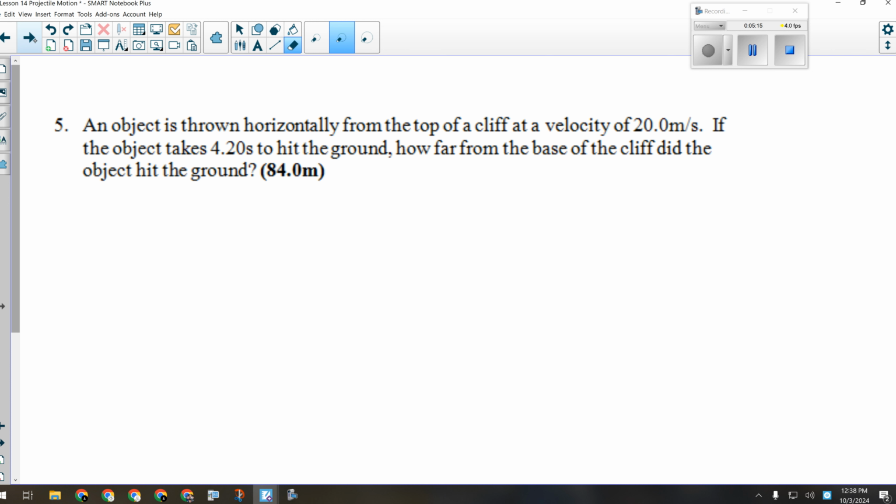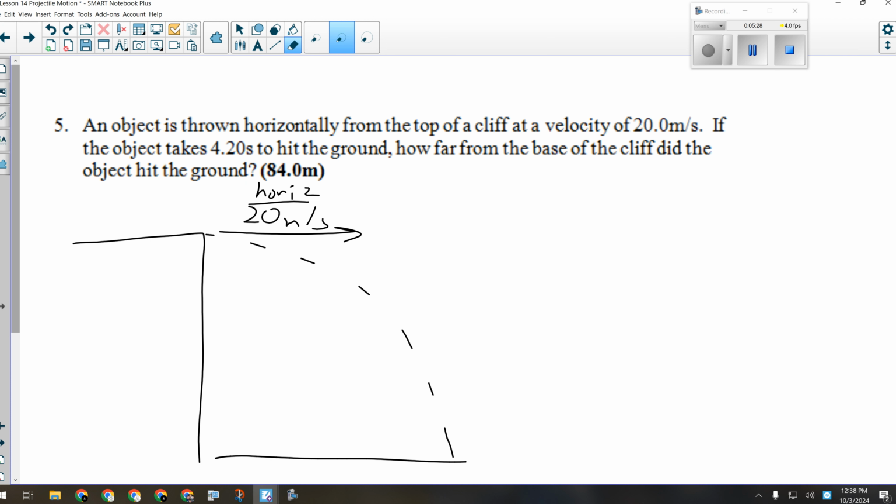Okay, so on this one, still something thrown off of a cliff, thrown horizontally at 20 meters per second. Obviously it's going to do this. In this question, we're looking for how far from the base of the cliff it hits. We know the time, 4.20 seconds. How far from the base of the cliff did it hit the ground? Why is this question ridiculously easy?